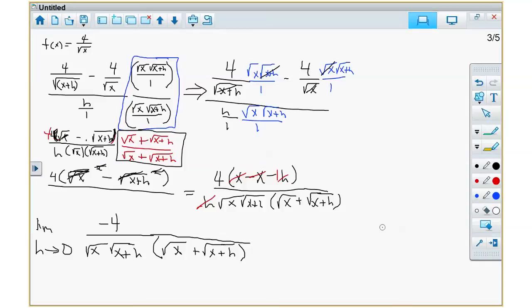So how did the 4 on top turn negative? This negative 1 right here. The h cancels out with this h, and that leaves the negative 1 right there, because you can't cancel out a negative with a positive. This one's positive. So this h cancels with this h, and that leaves a negative 1. That negative 1 times 4 is negative 4.